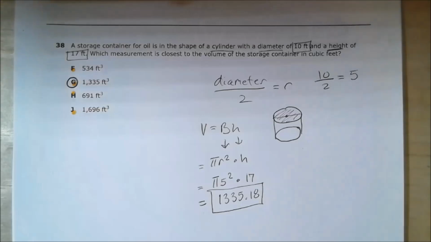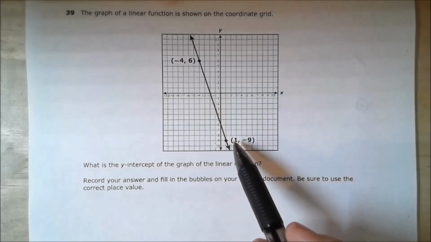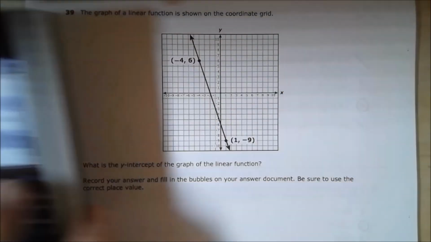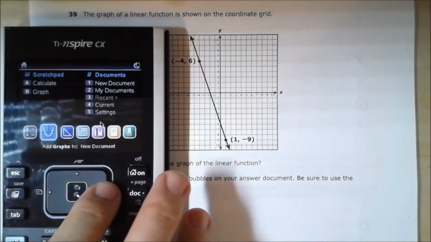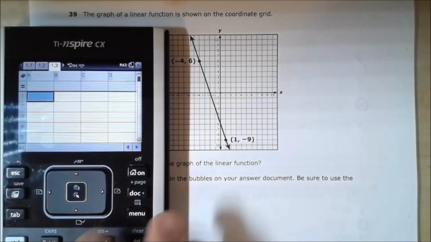Go ahead and pause this video and try to do the next one on your own. This says the graph of a linear function is shown on a coordinate grid. What is the y-intercept of the graph of the linear function? So we want to find our y-intercept, and of course you can look at it and see where this line crosses the y-axis, but since they're giving you 2 points, we can also just put it in our spreadsheet and see which one of the answers matches our y-intercept at the end of our equation.